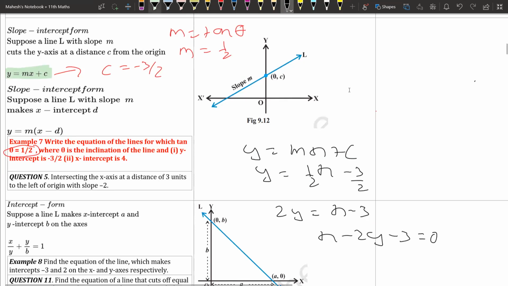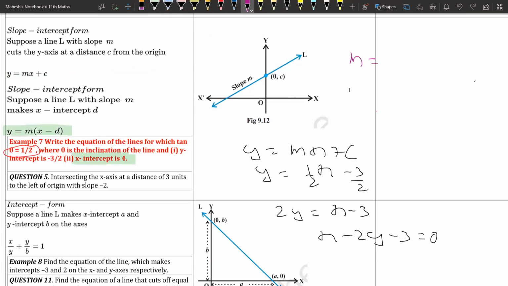Now, there is a second part also. We have to find the equation of the same line, or could be a set of lines, when it makes x-intercept as 4. For that, we are going to use this formula. As you can see, the slope remains the same here. So you'll be writing m as, same in this case also, positive half, and the x-intercept, which I told you is denoted by d, which is given as positive 4.